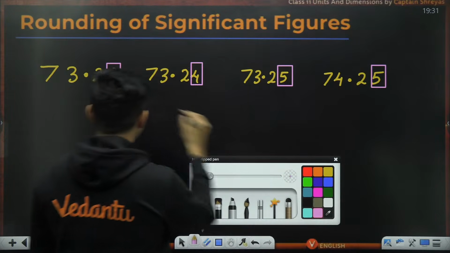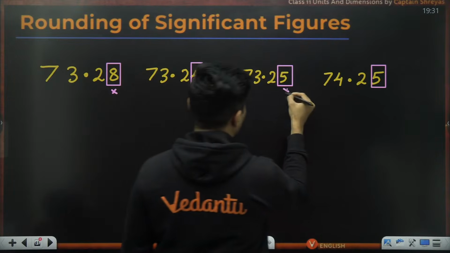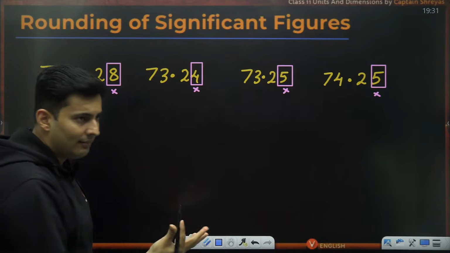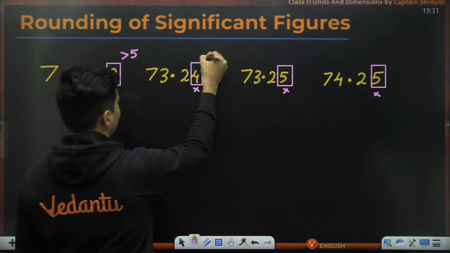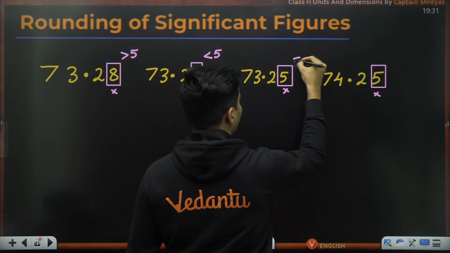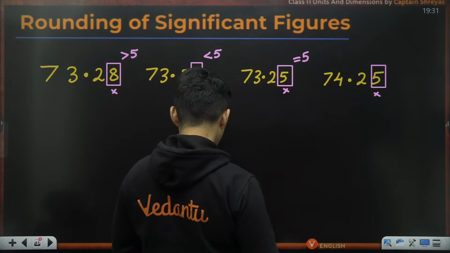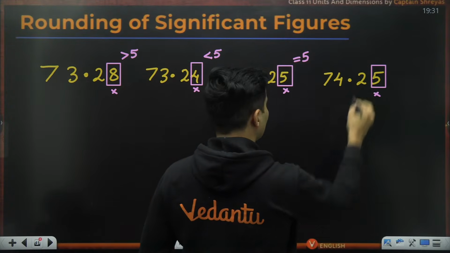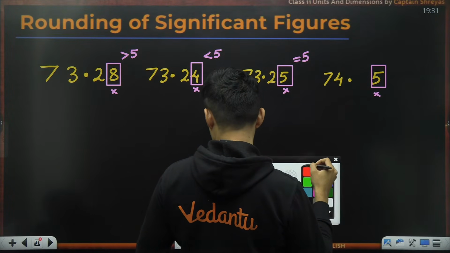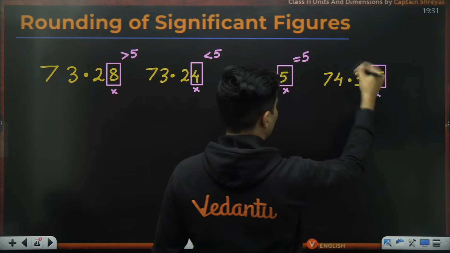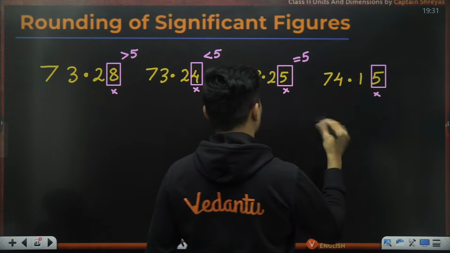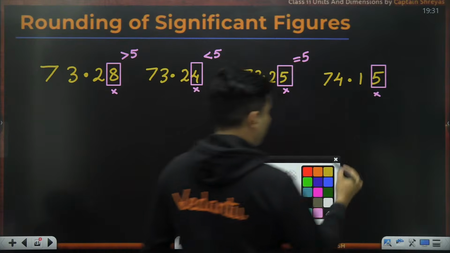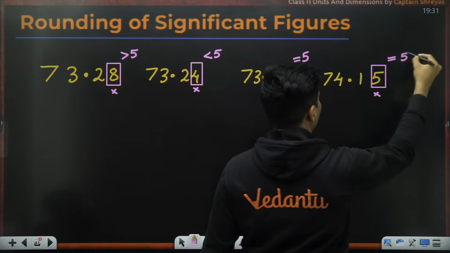Now, whichever digit you want to remove, check whether it is more than 5, less than 5, or equal to 5. Like in this case, it is more than 5. In this case, it is less than 5. Here, it is equal to 5. And let's say 74 point, let's say 35, or maybe 15, I have taken it like this. And this number is also equal to 5.